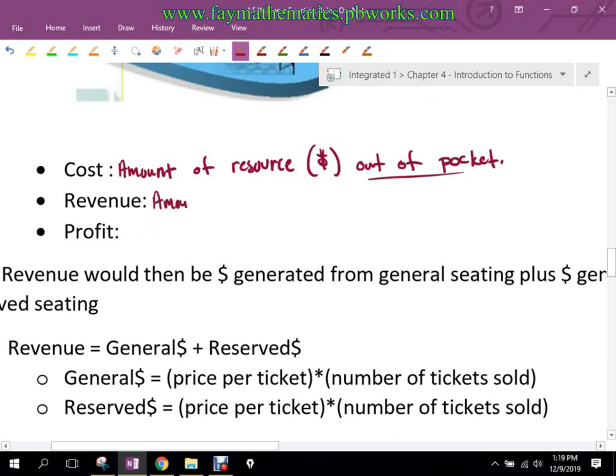Revenue, so this is the amount of money out of pocket, was the cost. Revenue is the amount of money brought in.